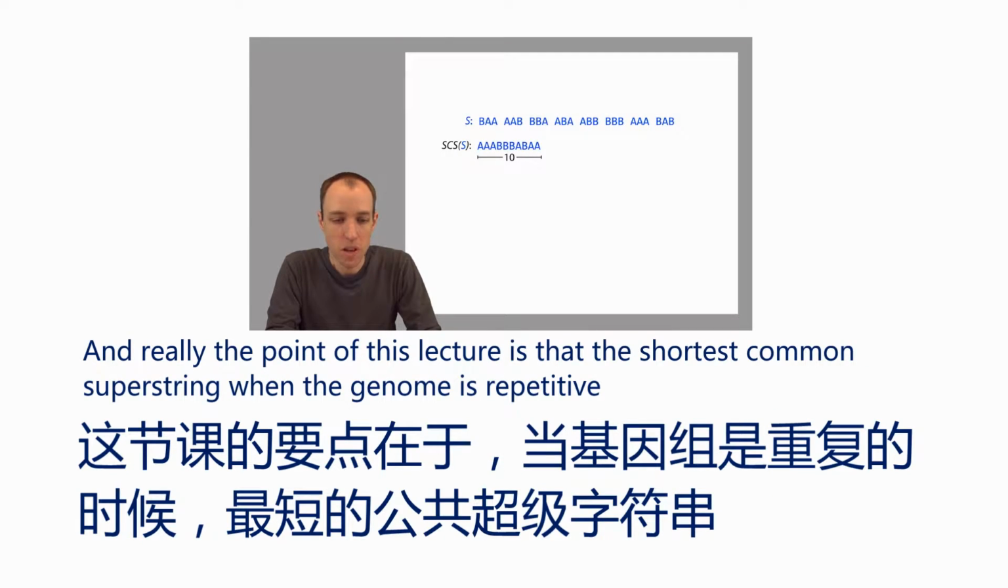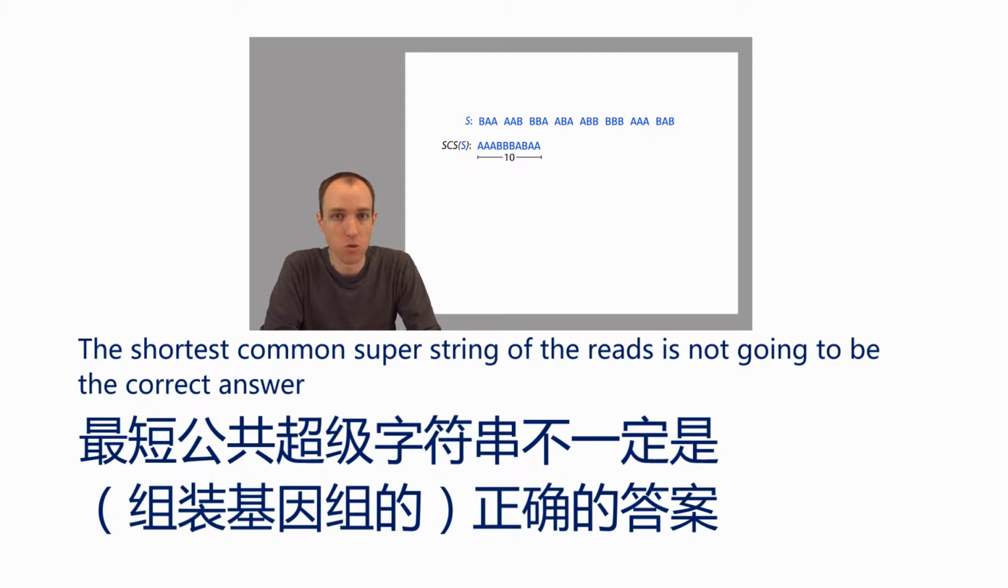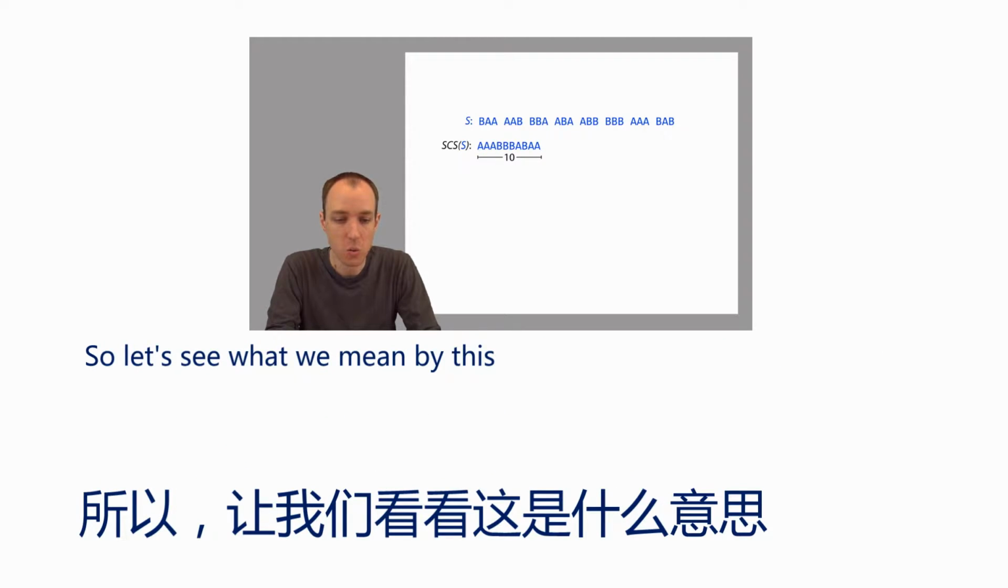And really, the point of this lecture is that when the genome is repetitive, the shortest common superstring of the reads is not going to be the correct answer. So let's see what we mean by this.